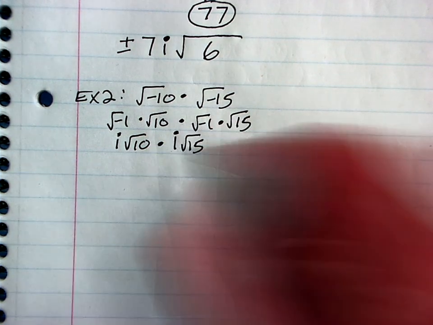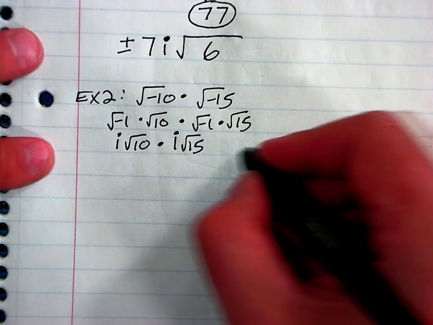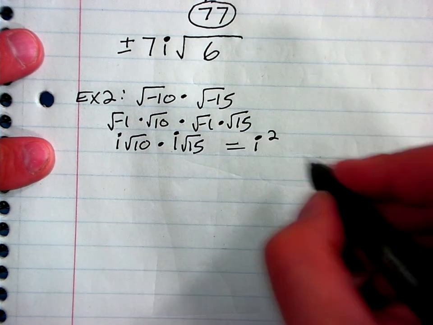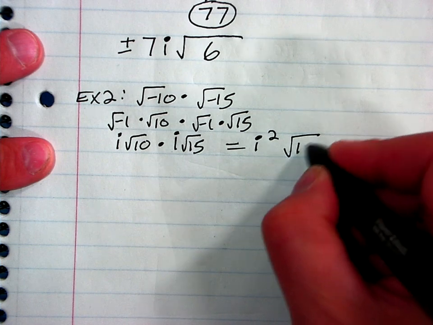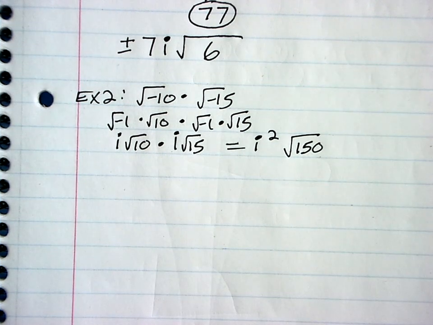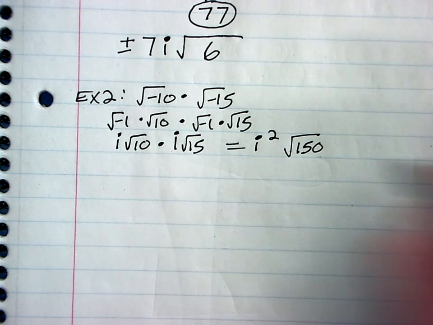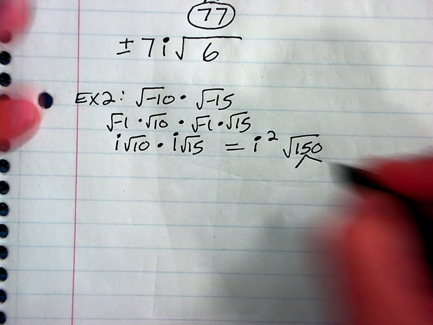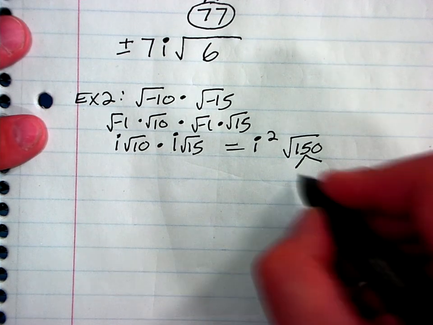What is i times i? i squared. And 10 times 15? 150. Very good. Oh, we're just combining like 3 of them? Yeah, that's all we did. So now that we have this, can we break down the square root of 150? Yes. I personally would probably do 2 and 75.